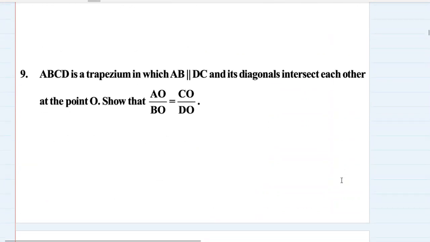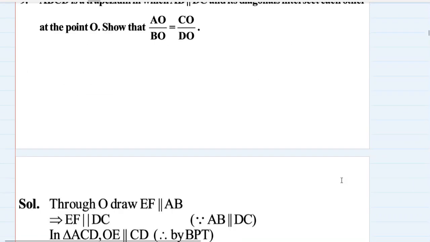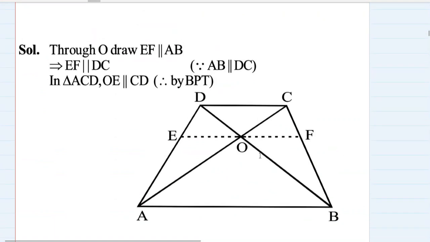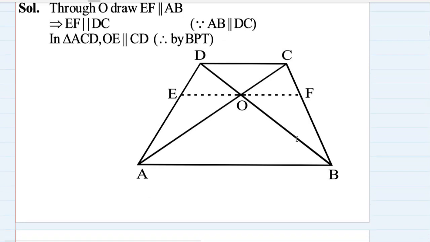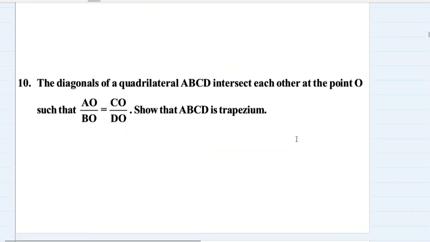This one is also done by us. ABCD is a trapezium in which AB is parallel to DC and its diagonals intersect each other. Show that the ratio of the diagonals are proportional. We have already done it. They have joined E and F. We have just joined O to E over here, if you remember. And by BPT we proved the ratio of the two diagonals are equal. Okay.